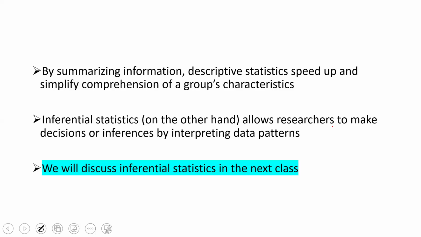On the other hand, inferential statistics allow researchers to make decisions or inferences. That's where the name came from, or inferences by interpreting data pattern. And that is what we'll be talking about in the next class. So descriptive statistics helps you to easily comprehend a group's statistics or characteristics, while inferential is what you infer or project or bring out from the sample statistics to talk about what is observable in the population itself.